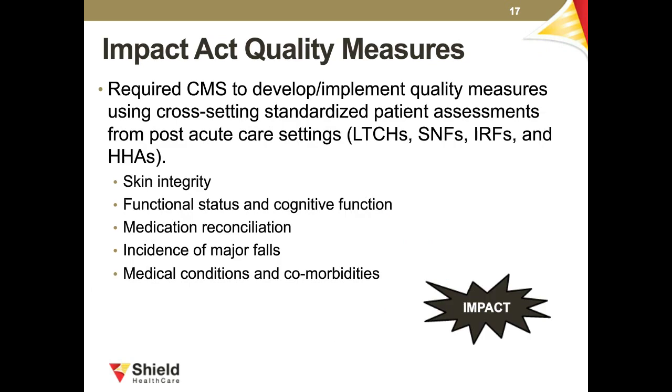So again, the Impact Act quality measures require CMS to develop and implement quality measures using cross-setting standardized patient assessments, which means looking at all the assessments and seeing where there's commonality, where it needs to be changed and introducing those changes, and also looking at that information across all 4: long-term care hospitals, skilled nursing facilities, inpatient rehab facilities, and of course, our home health agencies. So we're looking at skin integrity, functional status and cognitive function, medication reconciliation, incidence of major falls, and medical conditions and comorbidities. Not all of them are starting this year. Really, only a portion of them are starting in 2017.